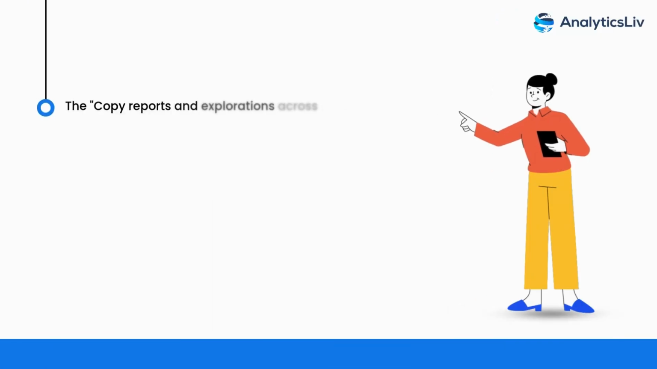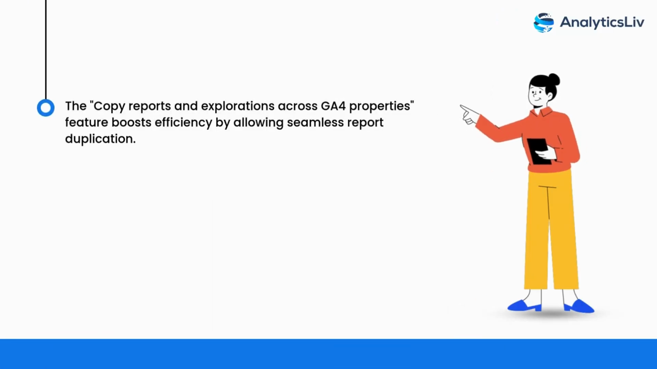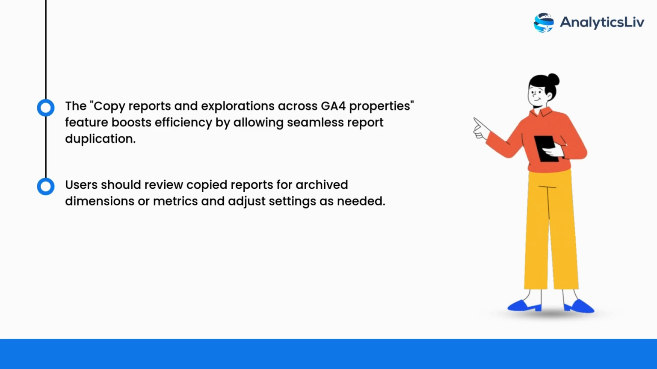The copy reports and explorations across GA4 properties feature boosts efficiency by allowing seamless report duplication. Users should review copied reports for archived dimensions or metrics and adjust settings as needed. This is all about the copy reports feature.